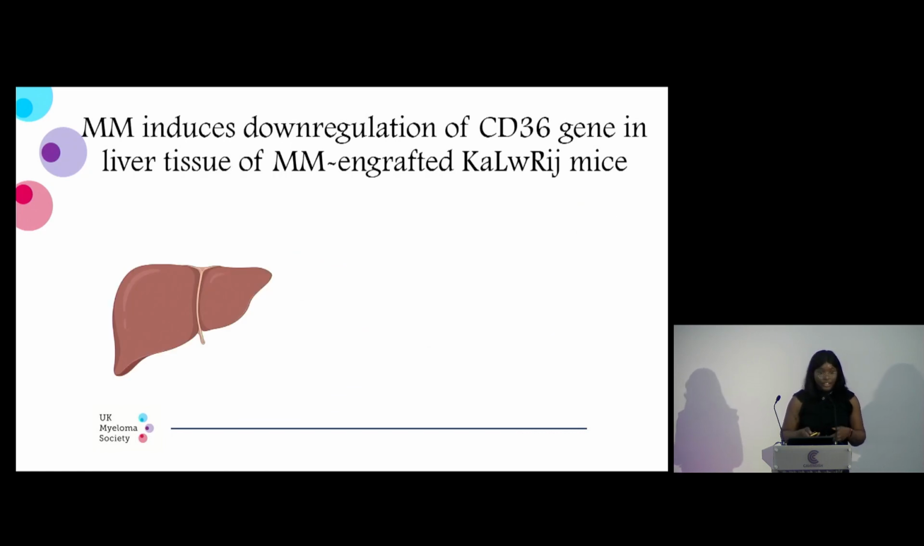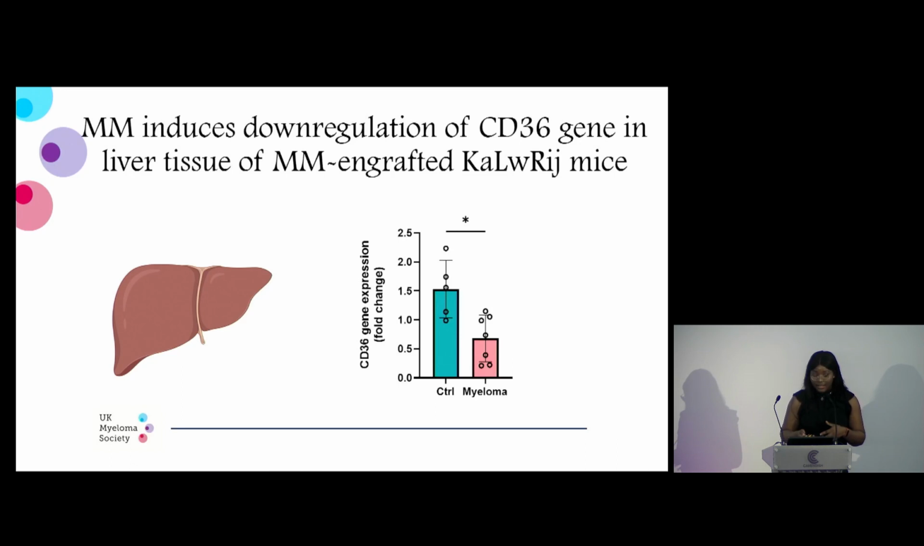And using the liver tissue of these mice, I extracted RNA and performed a real-time qPCR to measure the expression of CD36 in the liver tissue of these mice. And what you can see from the graph is the expression of CD36 in the liver tissue from the mice that had myeloma was significantly lower than the expression of CD36 in the liver tissue of the mice that were controls.